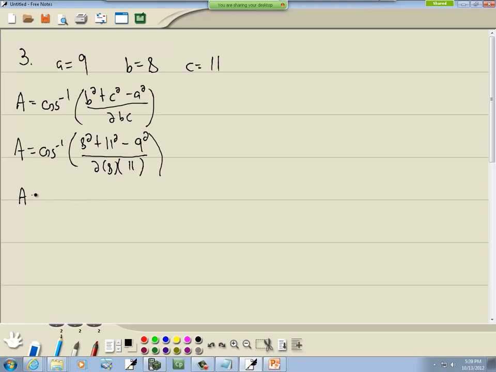Do a little bit of simplifying before I plug this in my calculator. 8 squared is 64, 11 squared is 121, minus 9 squared, which is 81. And it's like 2 times 88. I guess I won't do much simplifying there. I think it's 176, but we'll just go ahead and put it in the calculator. Put parentheses on top, and since we have more than a single number downstairs, we'll put parentheses around that too.